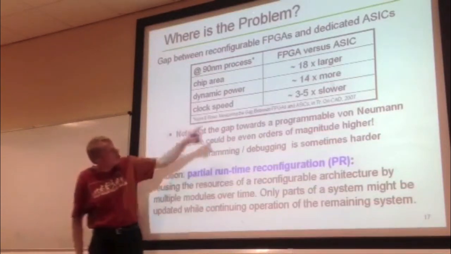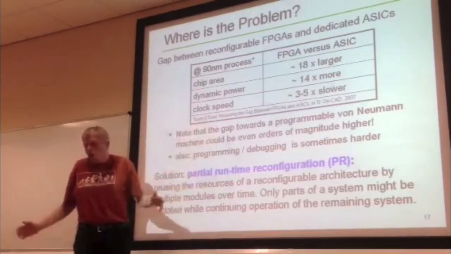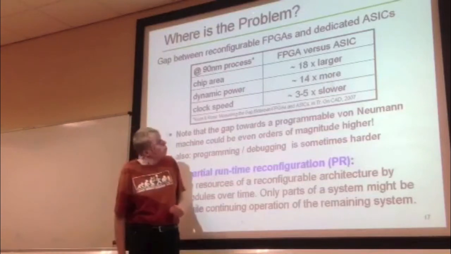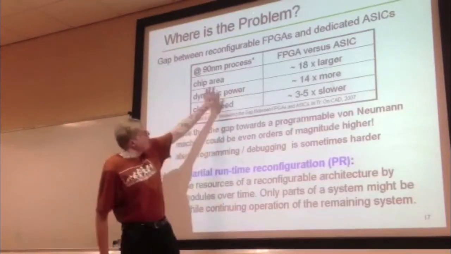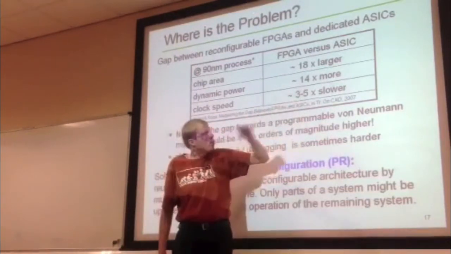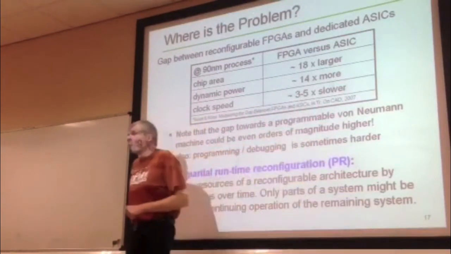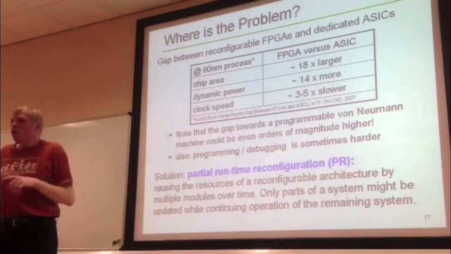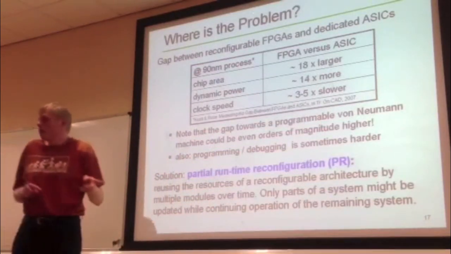A few years ago, people explored this. They took a couple of standard circuits and optimized them for FPGAs and for ASICs. And the chip area was something like 20 times larger. It needed 10 times more power, and it was even much slower. So it looks terrible. But if you go for a processor, it's even worse.